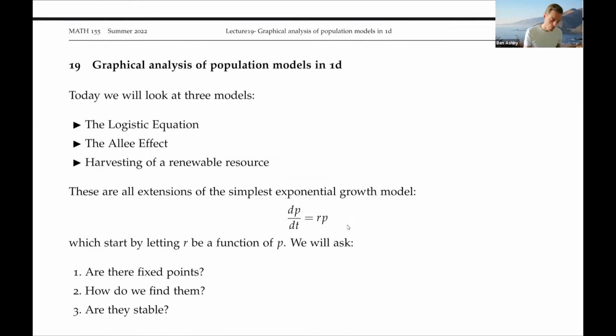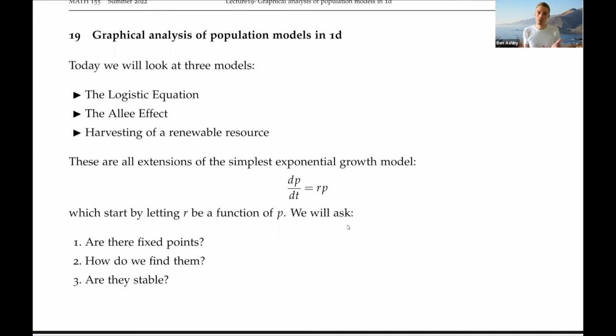Okay, so what we really want to know when we're looking at population models is what happens to the population over a long period of time. Does the population tend to a fixed point, a steady state or an equilibrium? How can we find these steady states or equilibria? And if the population starts near those steady states, does it tend towards them? In other words, are they stable, or does the population tend away from them, in which case they're unstable?